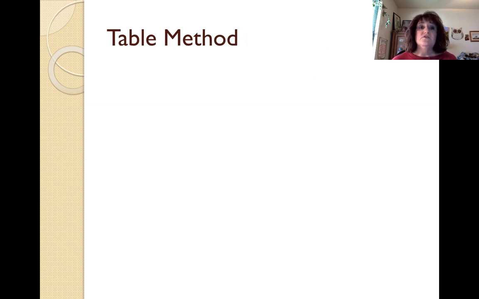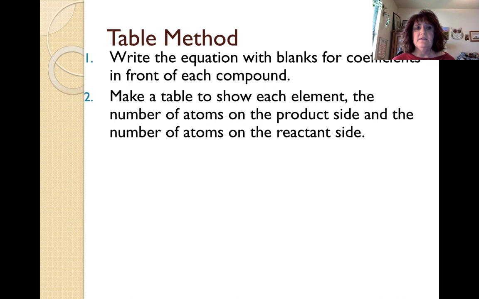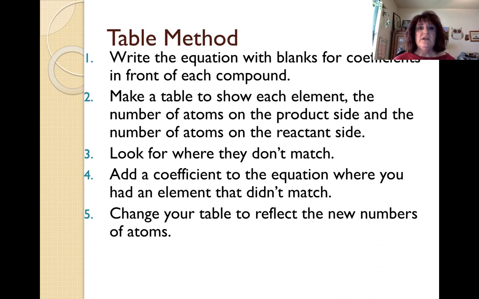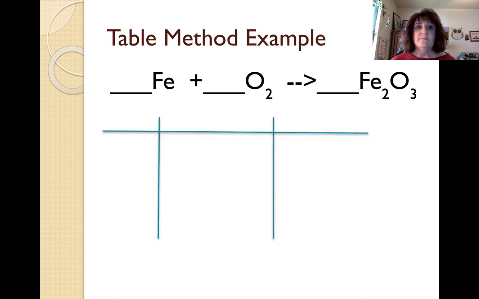The table method instructions, again, seem a little complicated, but they're really not. You write the equation with blanks for coefficients out front. You make a table to show each element, the number of atoms on the product and reactant side. You look for where they don't match. You add coefficients to the equation where the elements didn't match, and then you change your table to reflect the new number of atoms. Remember, a coefficient multiplies whatever's behind it. Okay, and you continue to do this process until everything matches. Let's look at an example.